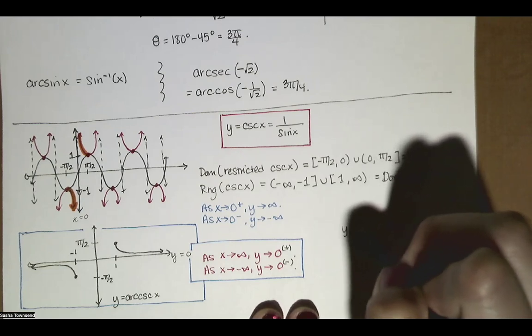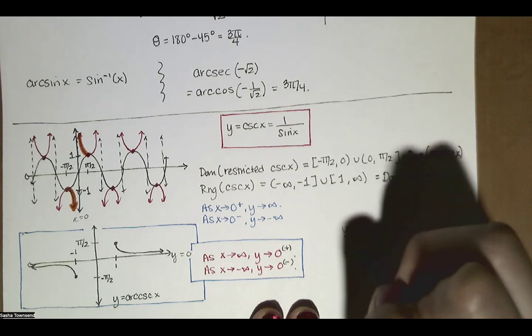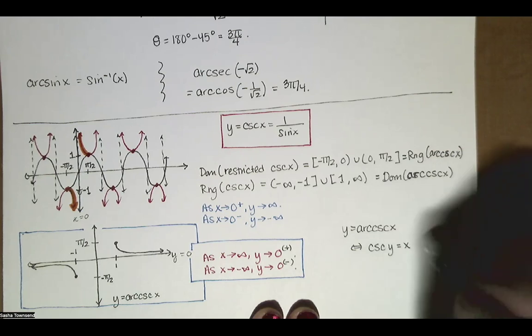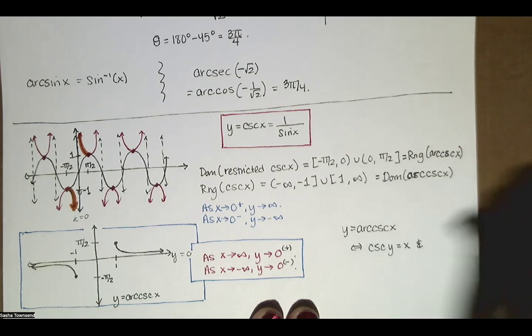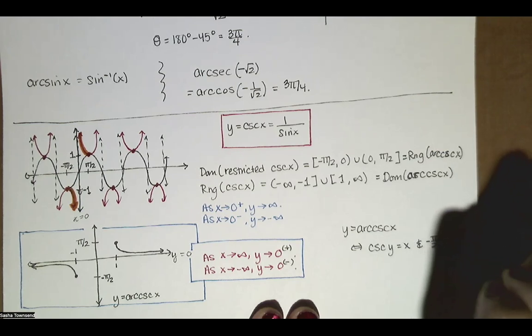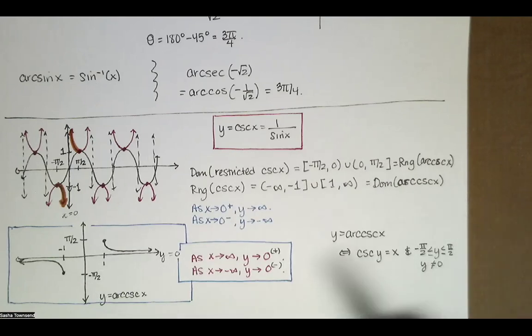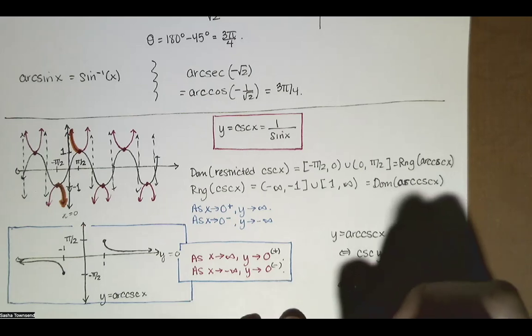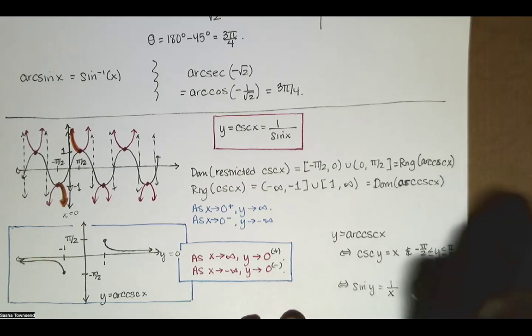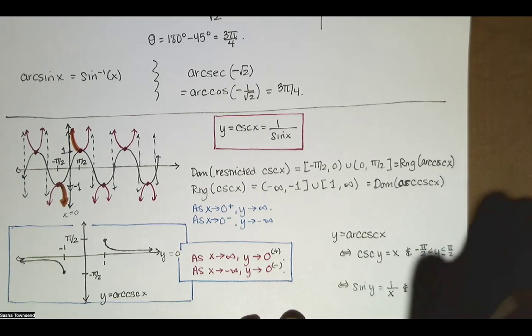Y equals arc cosecant of x if and only if the cosecant of y equals x and y is in a particular range of values. So y is between negative pi over 2 and pi over 2, and y is not equal to 0 because y equals 0 is not in the range of that function. But again, I don't really think in terms of cosecant, I think in terms of sine. So I think, okay, well, when is sine of y equal to 1 over x? And I still need that restriction on my y values.